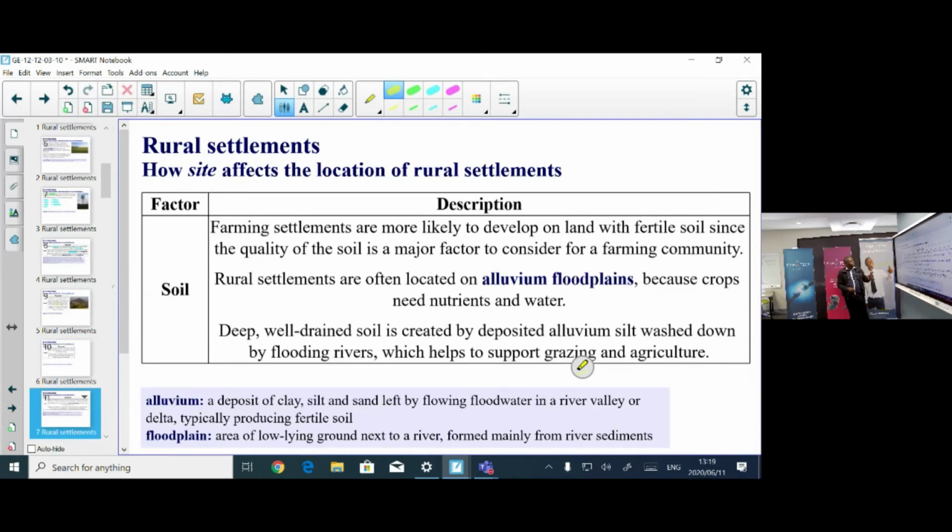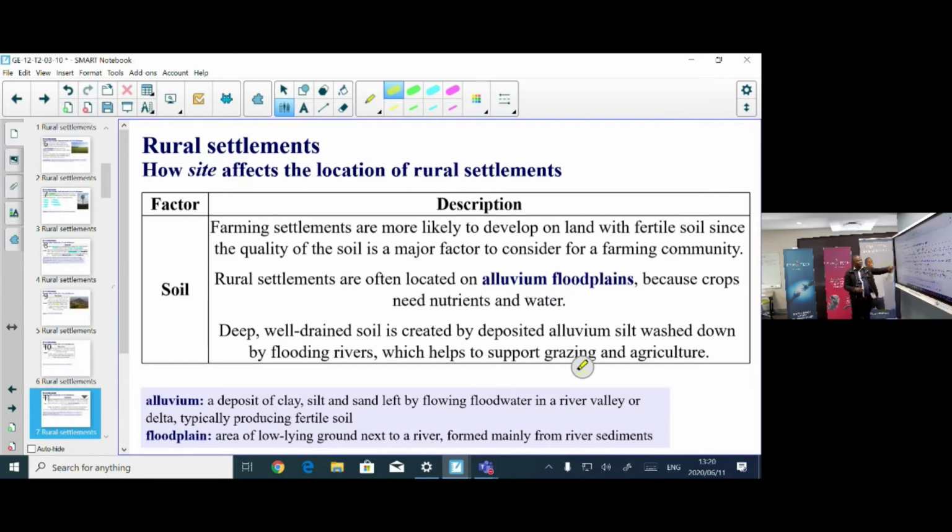Then let's look at soil. We all know how important soil is. We build our homes on the land, which is on the soil. We do crop production on the soil. We do mining in the soil. So the land is very important. So the type of soil that is in the area is largely also a determining factor on where to settle and why people should settle there.